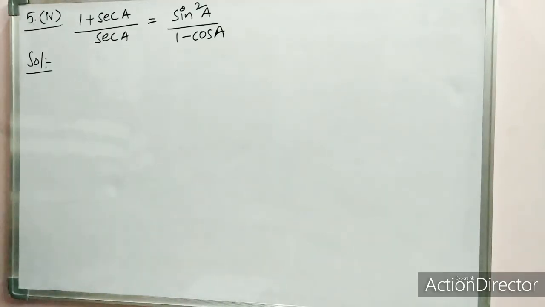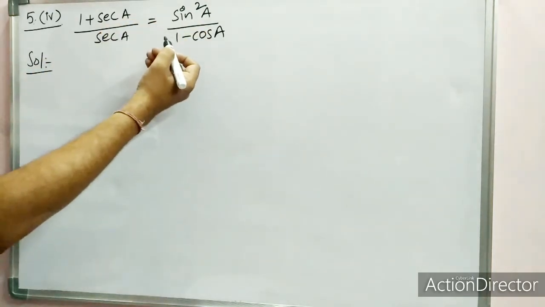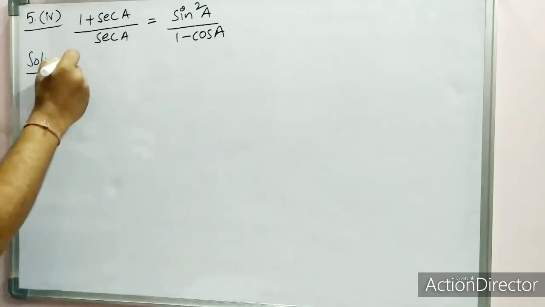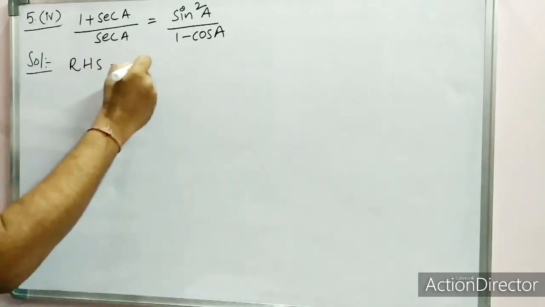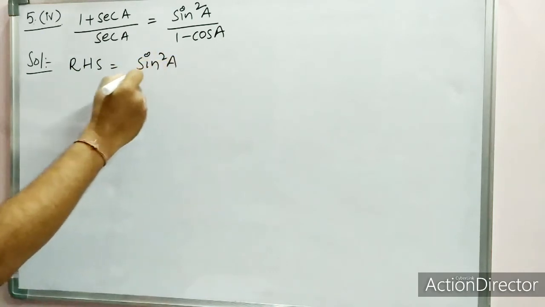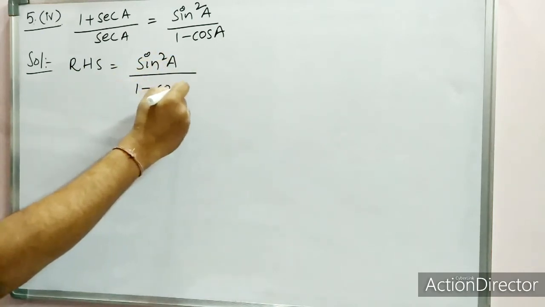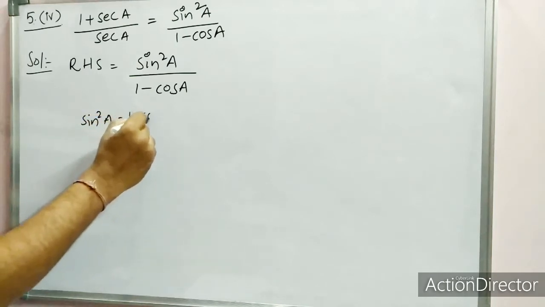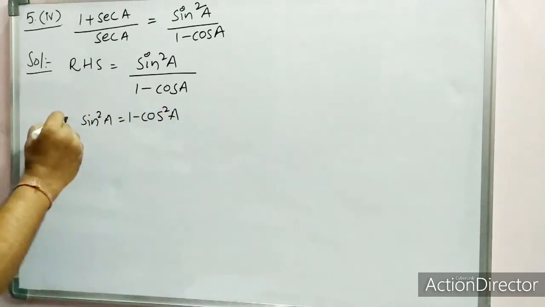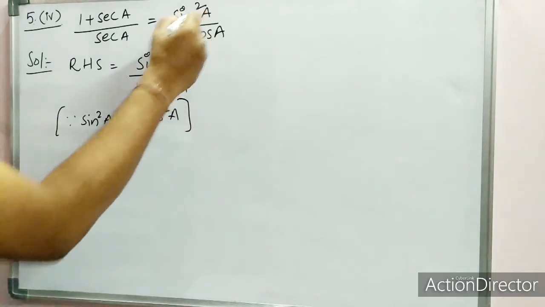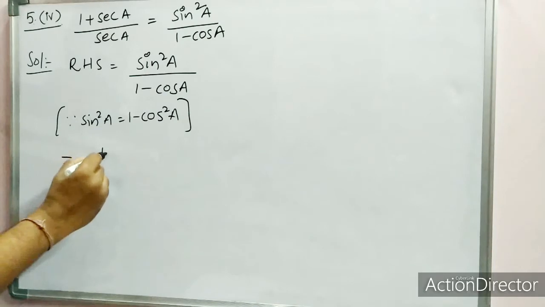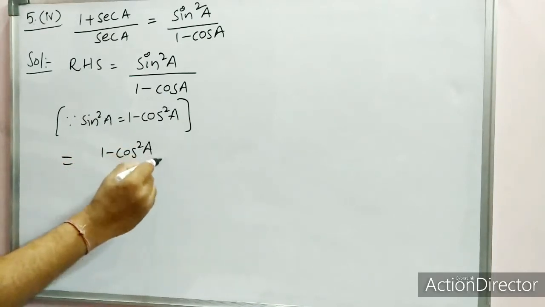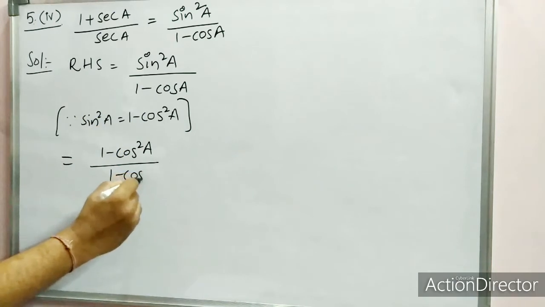Now the next question is: 1 plus secant A by secant A is equal to sin square A by 1 minus cos A. This is one of the identities. Here I am taking the RHS, that is sin square A by 1 minus cos A. We have an identity: sin square A is equal to 1 minus cos square A. This is the first identity. So I am substituting this value here in the RHS. Therefore sin square A is equal to 1 minus cos square A, by 1 minus cos A.